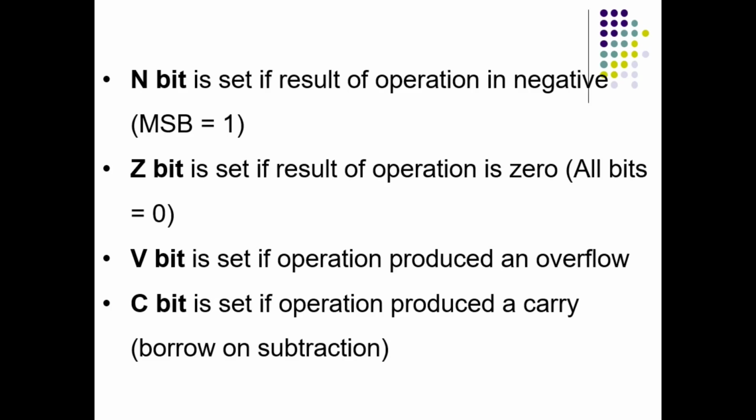So the negative flag indicates whether the result is positive or negative, and the zero flag indicates whether the result is 0. That means if all the bits of the result obtained after execution of the instruction are 0, the entire result is 0, so the zero bit will be set. The overflow bit is used in signed operations to indicate whether the result size is greater than the size of the operands. Suppose I add two signed numbers that are 16 bits in length, but if the result is more than 16 bits, then we call it overflow.